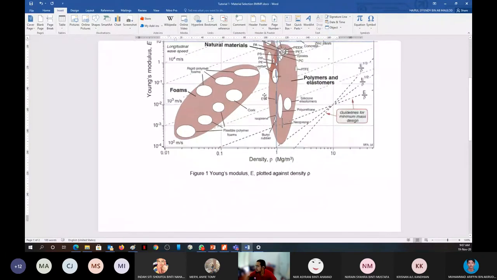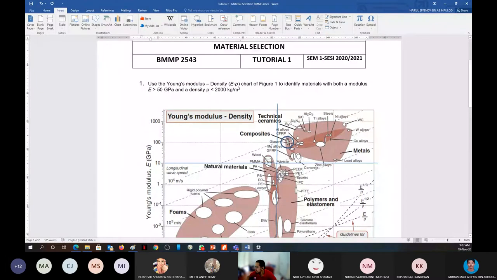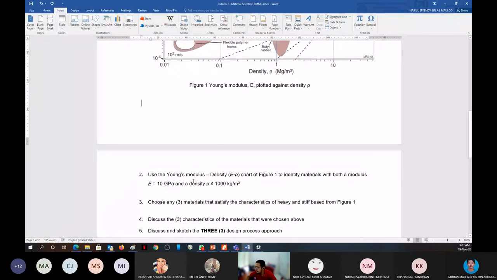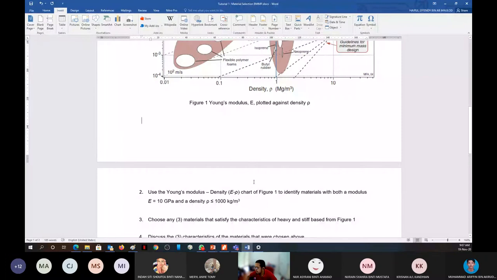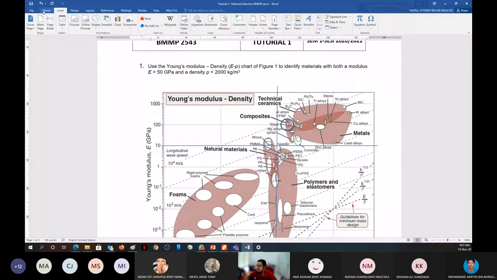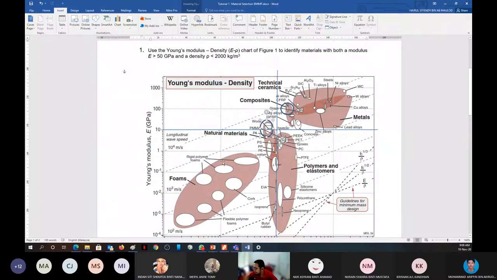Okay, I think that is better. So here it says identify materials with both modulus E and density less than 1 megagram per cubic meter. So the possible candidate would be this one, which is wood with longitudinal grain. That is just straightforward, choosing that.